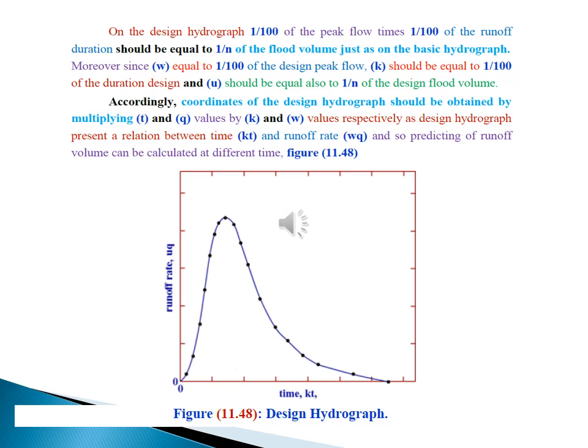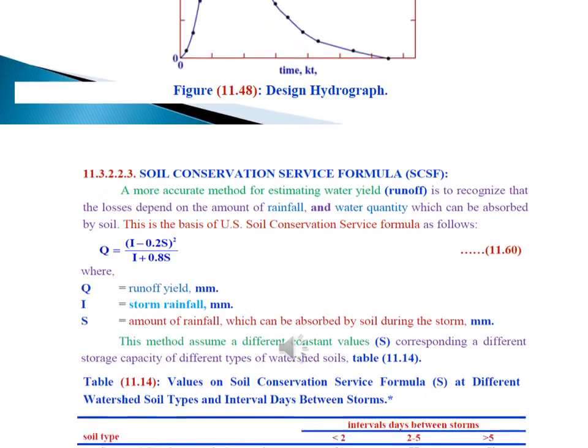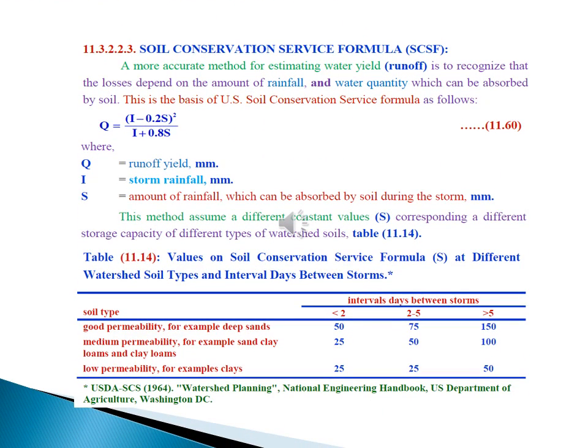Look, my dear, on the design hydrograph, 1/100 of the peak flow times 1/100 of the runoff duration should be equal to 1/100 of the flood volume, just as on the basic hydrograph, as shown in the enclosed figure. Soil Conservation Service formula. It is shown in front of you, my dear. Follow it by yourself, taking into consideration that S values are shown in the enclosed table.